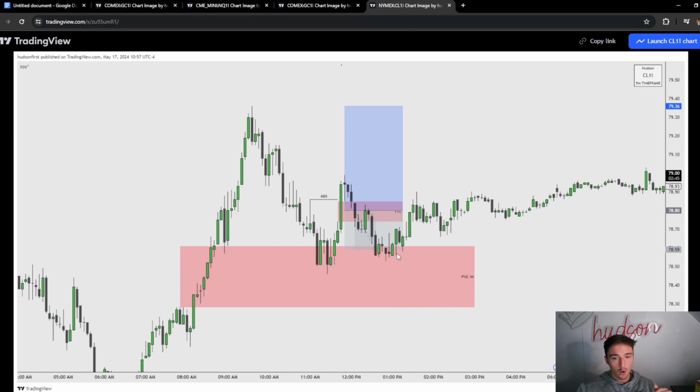So right here, oil, my only loss for the week. Everything lined up. Right here, displacement through. Right here, hourly fair value gap. We come down into that hourly fair value gap. We have a stop run below a low. We get displacement through a high, creating our market structure shift. I enter in the fair value gap, and I was looking for this high.